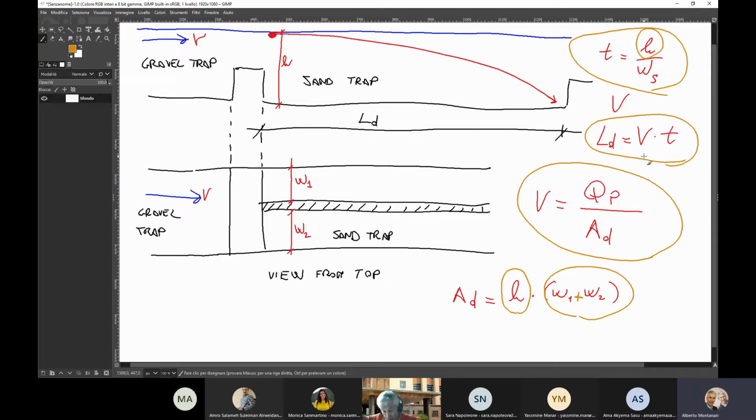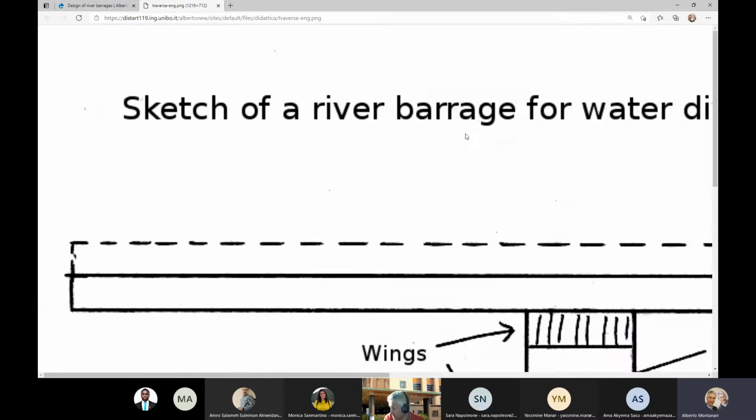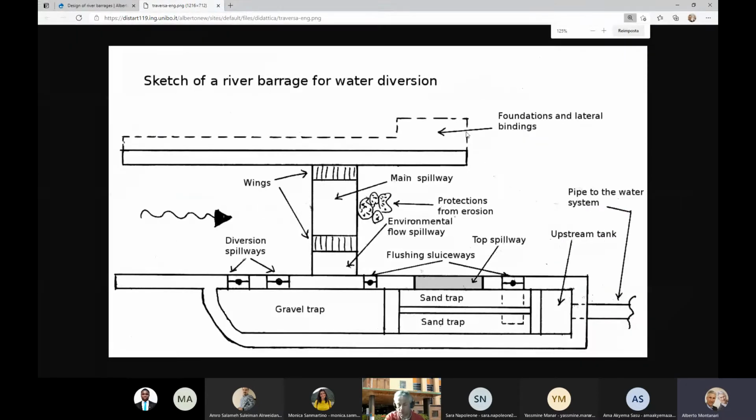Very good. Now, at this stage, let me put on the screen the sketch of the overall barrage. It is coming, just 1 second. Here it is. So this is the sketch of the overall barrage.